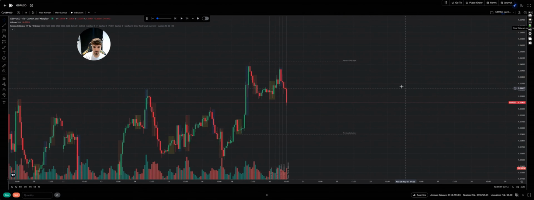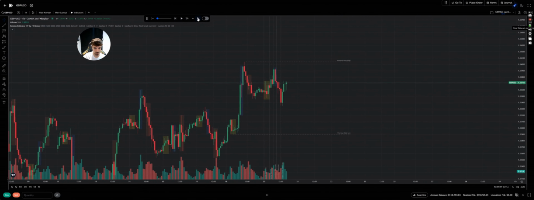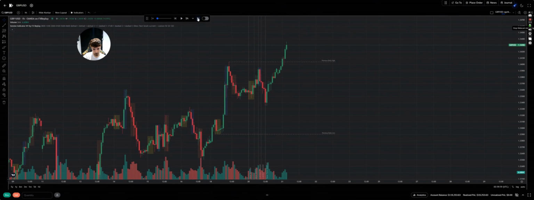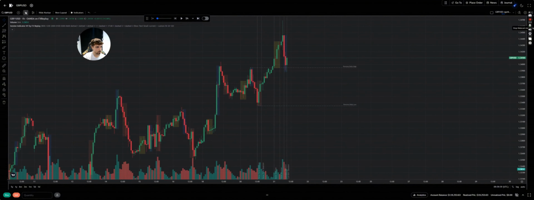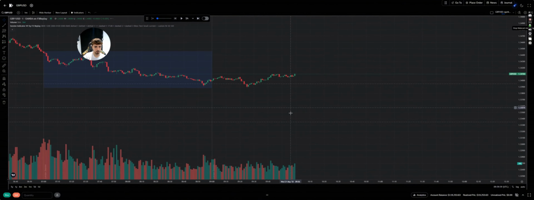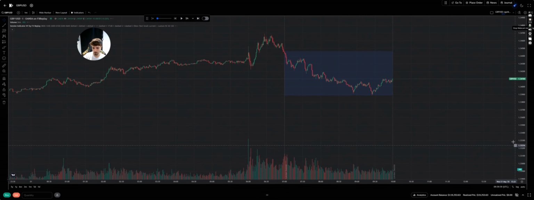Pushing down. We've broken structure to the downside now. 4 hours still bullish. We're now breaking structure to the upside to the 21st. Could be a buy. Potentially. We have swept by the looks of it. We've had quite a big push down though.